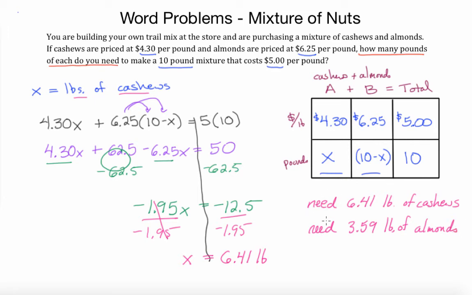It's a mixture problem. Keeping track of everything in a chart, realizing that part A plus part B equals a total, that relationship is really helpful to get you to the right equation that you can then solve out.